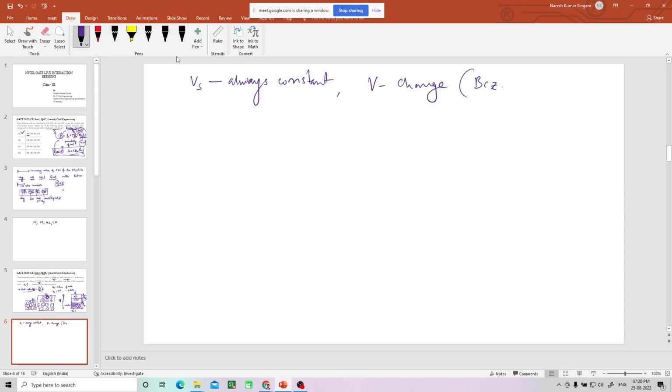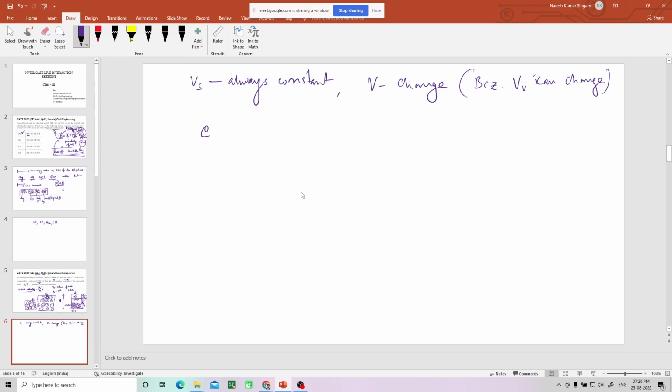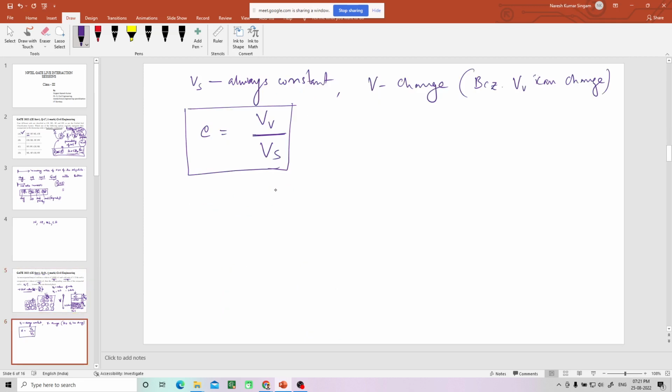Because VV is changing, VV can change, right? So now coming back to the void ratio, I'll write void ratio: the ratio of volume of voids to the volume of solids. This is the definition, right? Now from the definition again we'll go back to the question that is asked. V1 is given, V2 is given, that means total soil volume is given, and E1 is given, E2 is to be found out. Let's see.